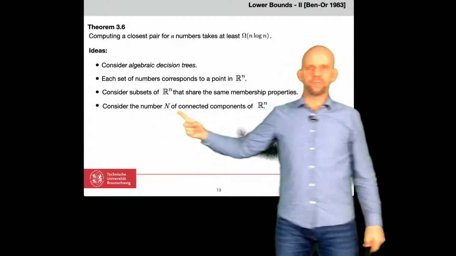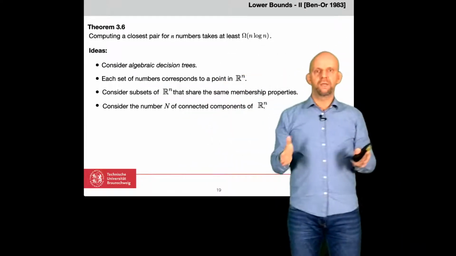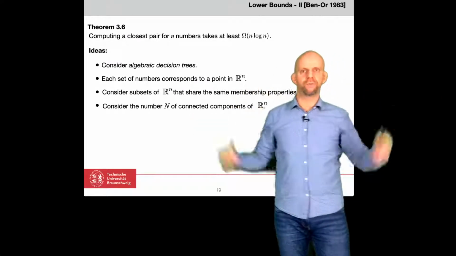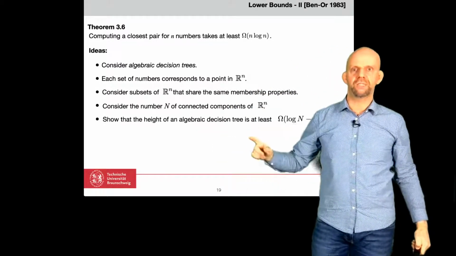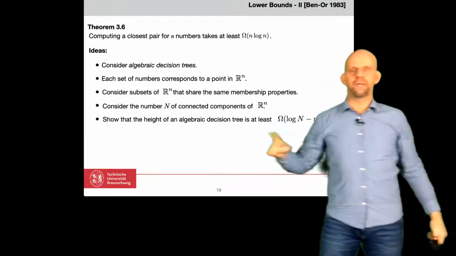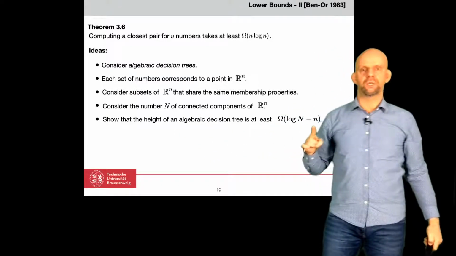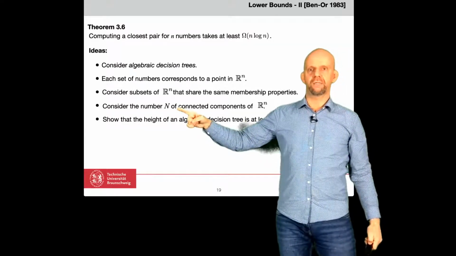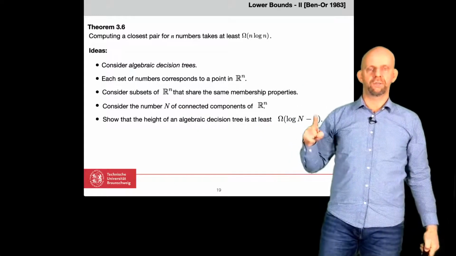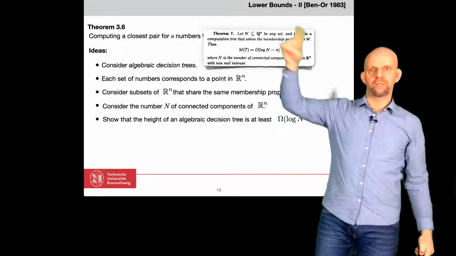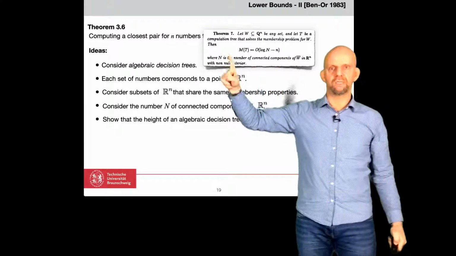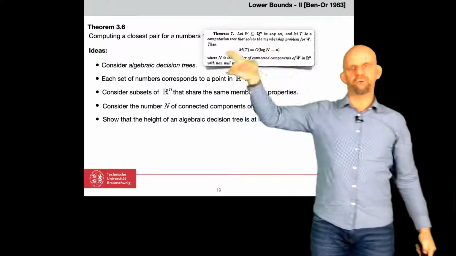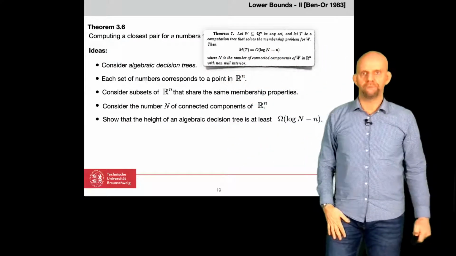And when you look at the connected components in this set, which are sort of different ways, like different permutations, different connected components in this high dimensional set, you can show that the height of an algebraic decision tree is bounded by something like that. That's the number of connected components. And there's a theorem in Ben-Or's paper that basically you see there's some log of n minus n. There are some slight variations in the notation that should not throw you off here.